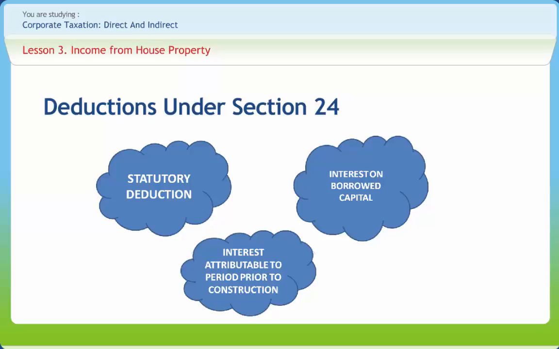Interest attributable to the period prior to construction: money may be borrowed prior to the acquisition or construction of the property. In such a case, interest paid or payable before the final completion of construction or acquisition of the property will be aggregated and allowed in 5 successive financial years, starting with the year in which the acquisition or construction is completed. This deduction is not allowed if the loan is utilized for repairs, renewal, or reconstruction.